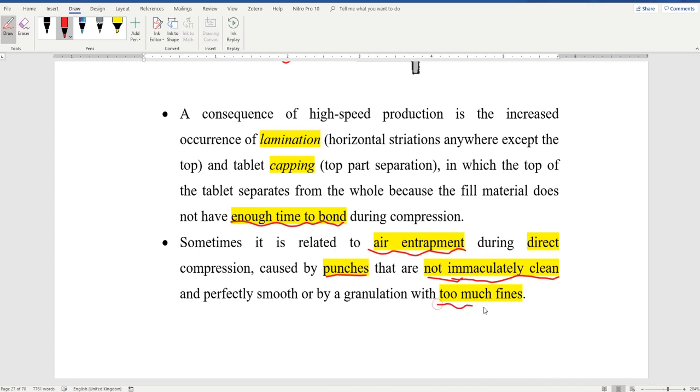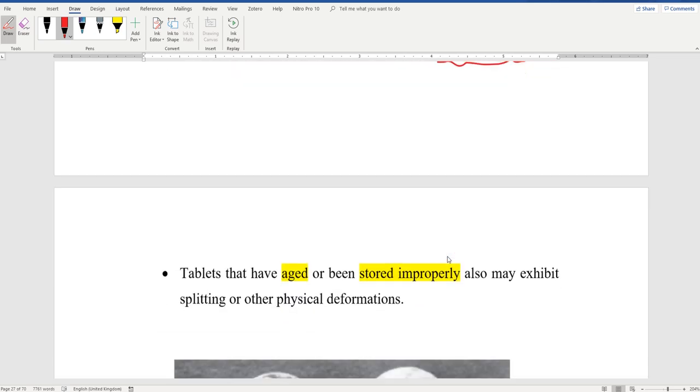Also, too many fines in the formulation will prevent good adhesion in the powder formulation. That's why we need to control how much fines are in the formulation. Now, the presence of fines is very important in the formulation, but too many fines is very bad. Usually up to 5% of fines is okay. More than that, you might have a problem of capping or lamination.